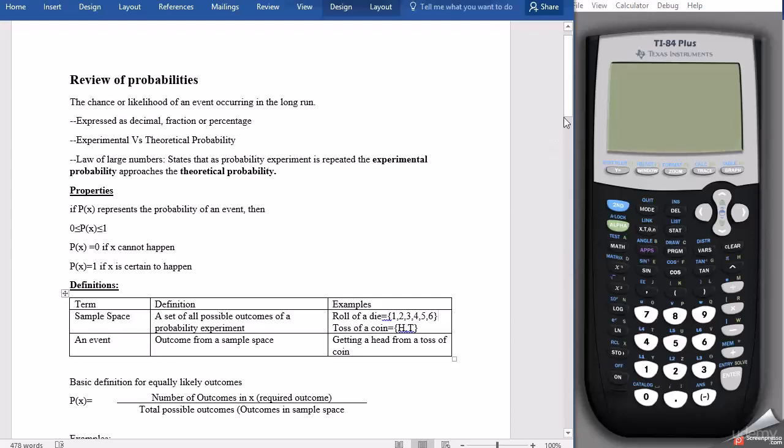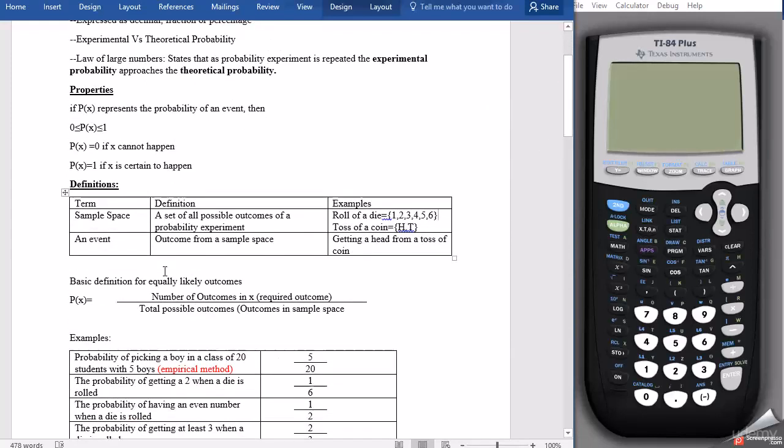So let's look at some basic definitions. The probability of an event P(x) is the number of required outcomes divided by the total possible outcomes. Now let's say for instance we have in a classroom 5 boys and 10 girls. So to find the probability of getting a boy, it should be 5 out of the total, which is 15. 5 over 15, which is going to be 1/3. So this is the classical definition of probability: number of required outcomes divided by the total possible outcomes.